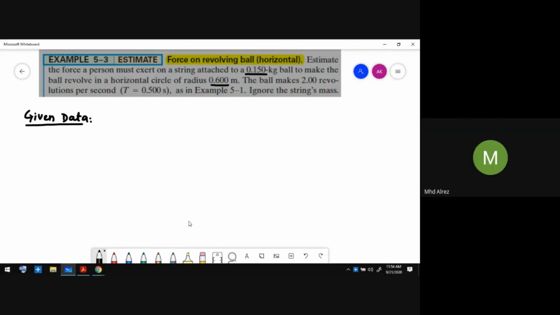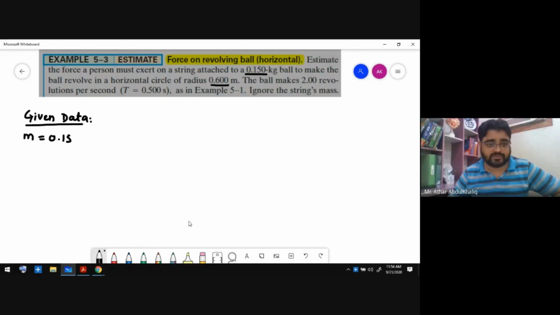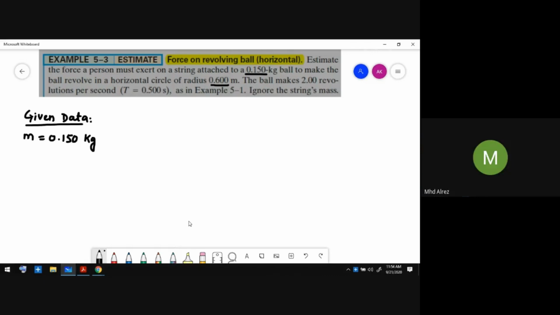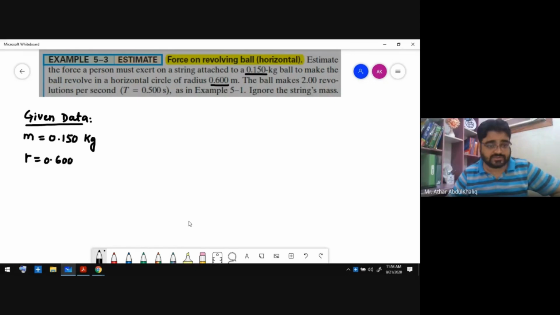First, the mass is 0.150 kilogram. It has the specific unit, so I don't need to change it. Then the radius is 0.600 meters. So I have the radius, I have the mass. Now what do I need? Estimate the force.